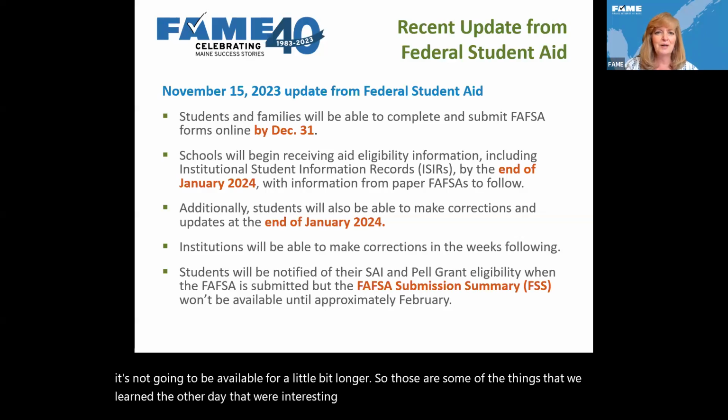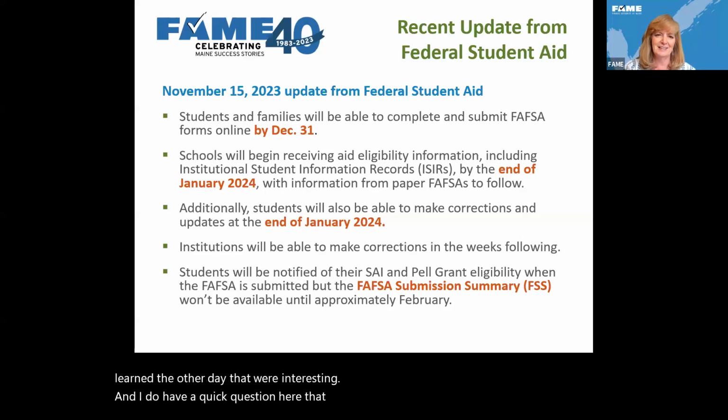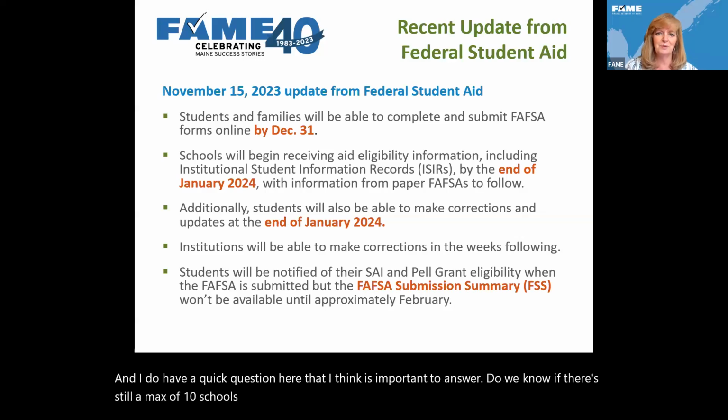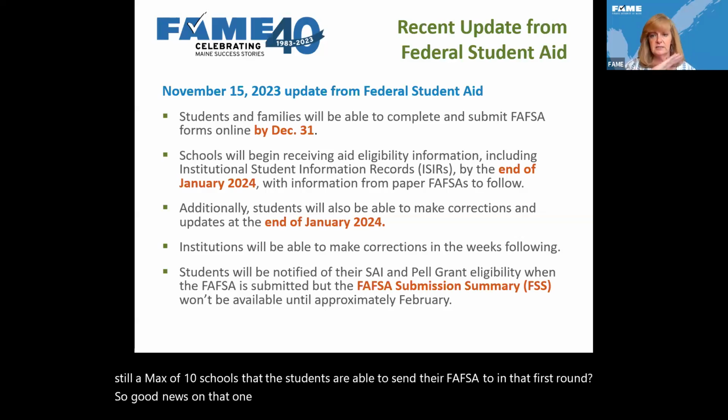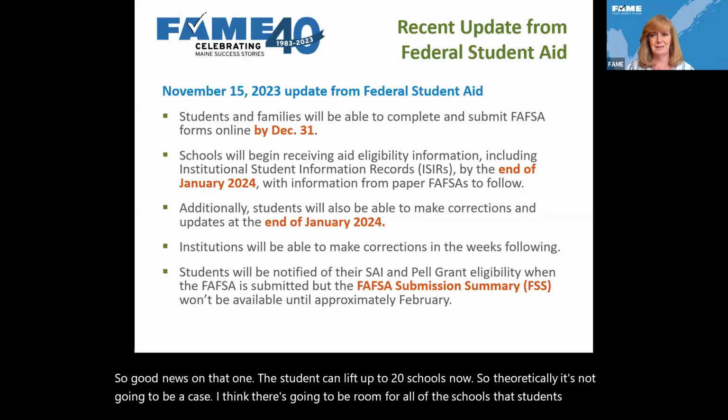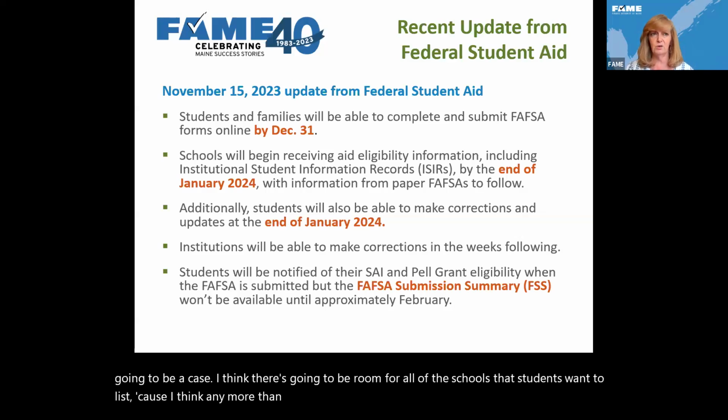And I do have a quick question here that I think is important to answer. Do we know if there's still a max of 10 schools that the students are able to send their FAFSA to in that first round? So good news on that one. The student can list up to 20 schools now. So theoretically, I think there's going to be room for all of the schools that students want to list, because I think any more than 20 is probably kind of overwhelming.